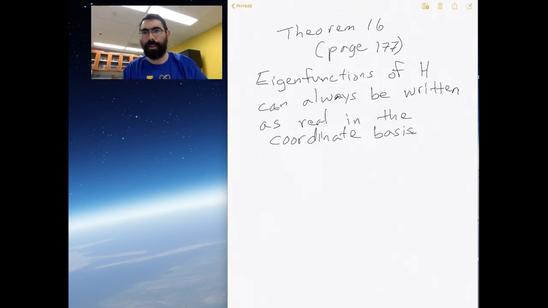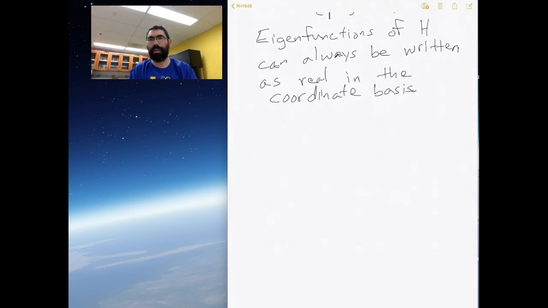So that seems kind of drawn out, but we'll go through it and it'll be really easy to see what we're saying. Basically, we have a Hamiltonian H, and we're going to apply it to some eigenfunctions, and we're going to try and see if we can write those eigenfunctions now not as complex functions, but as real functions.